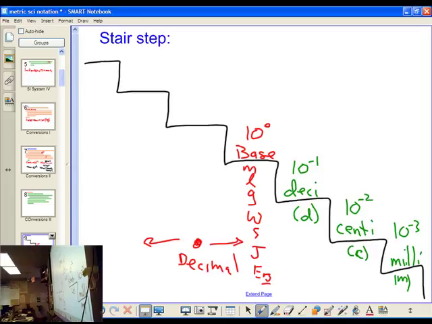If I extended this, 3 more down would be micro, 10 to the minus 6. 3 more down on that is nano, 10 to the minus 9.